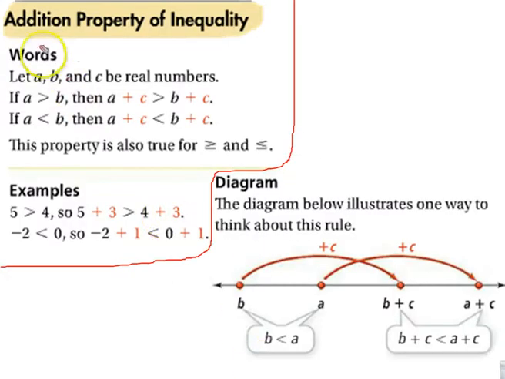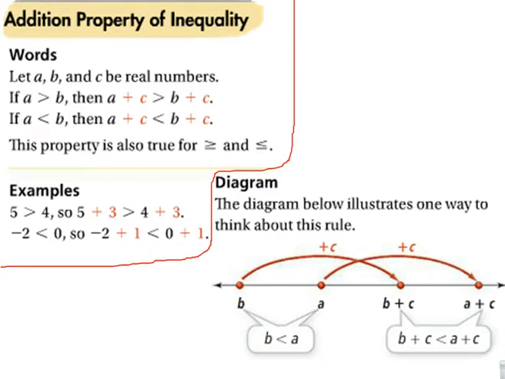Now, the addition property of inequality basically says that if we add c to the left, we have to add c to the right. The inequality stays true if we do that. So if a is greater than b, and we add c to both sides, it's still bigger than the right. If a is less than b, then the left is still smaller than the right. It also is true for that. This is an example, a picture of it.